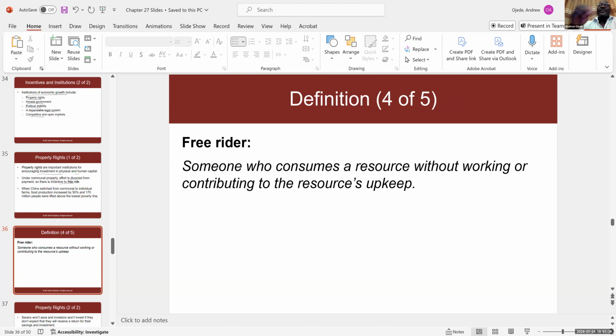So when you talk about the free rider, it comes from that communal type of ownership. If you own land communally where nobody takes responsibility, then there are people who want to use that land or use that resource without contributing to the resource upkeep. They don't care about maintaining the value of the land because the land is not owned on an individual basis, it's communal ownership.